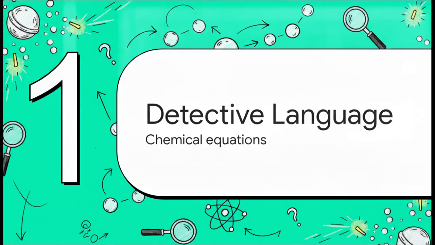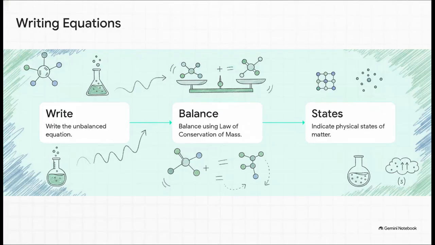Section 1. The language of detectives, tracking atomic evidence with chemical equations. So to track all these microscopic interactions, scientists rely on chemical equations. Think of them as basically before and after snapshots of a reaction. To write one, you list your starting ingredients, the reactants, over on the left, and your newly created products on the right. Then you have to balance it.